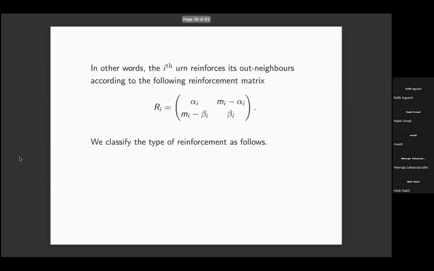Okay. So now we are going to classify the reinforcement in 2 ways. The first one is what we call Polya type reinforcement. If this reinforcement matrix becomes a multiple of an identity matrix, which is the classical Polya process, we call this reinforcement Polya type. We call it non-Polya type otherwise, but we have this condition. This is just a technical condition that alpha_i plus beta_i has to be strictly greater than 0 and strictly less than 2m_i.